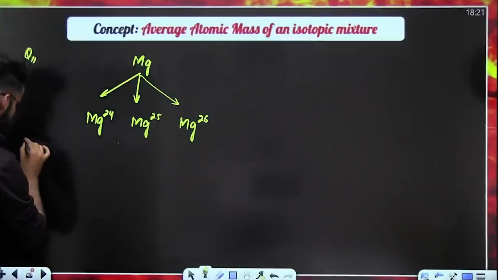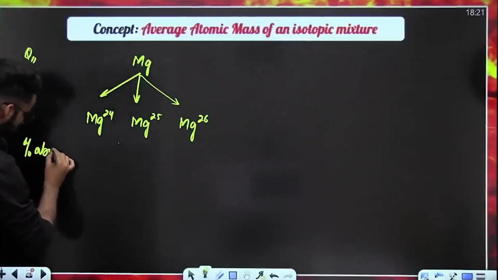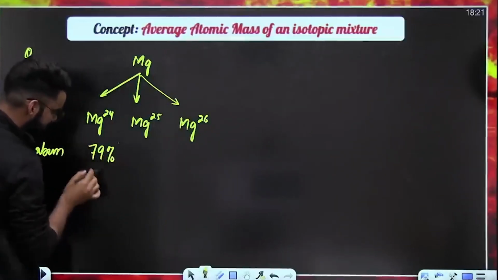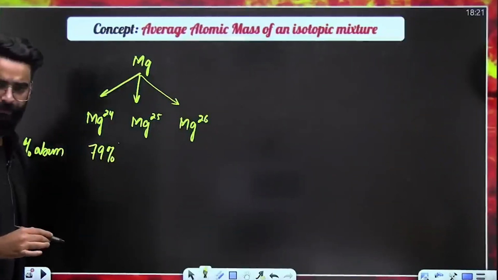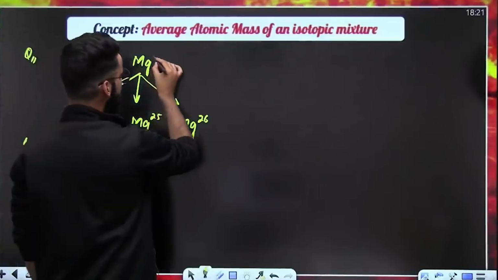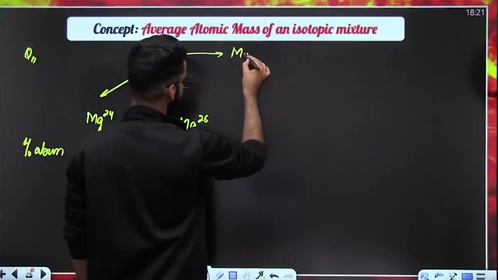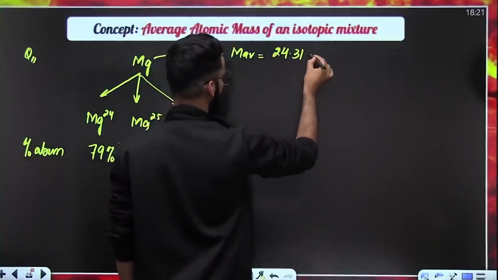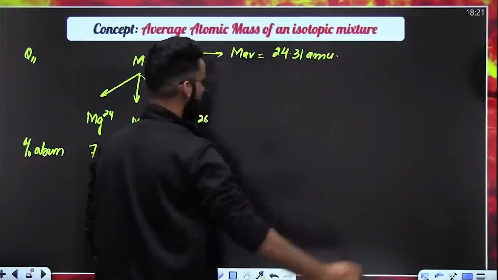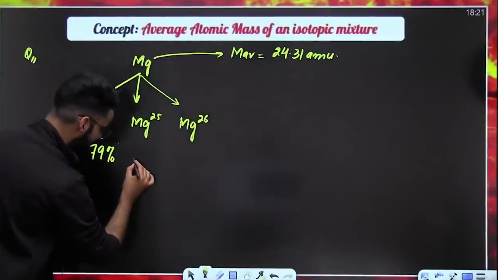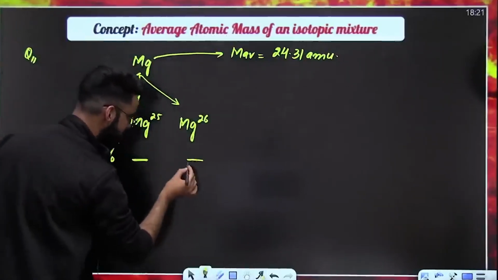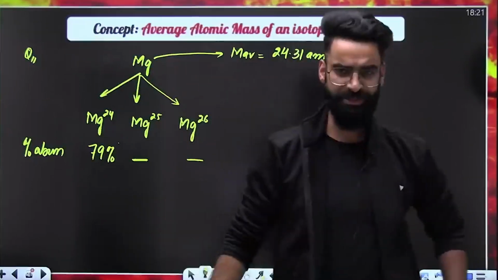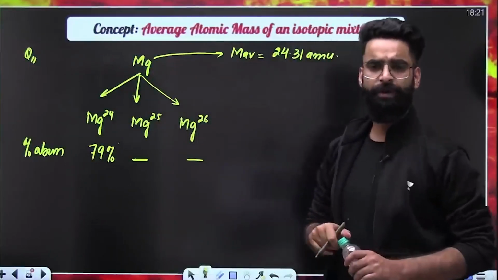As per the question, the percentage abundance of Mg24 is given to us as 79. At the same time, the average atomic mass of magnesium is given to us as 24.31 AMU. Now, as per the question, we are supposed to calculate the percentage abundances of the remaining two isotopes. Can you do this question quickly, guys?